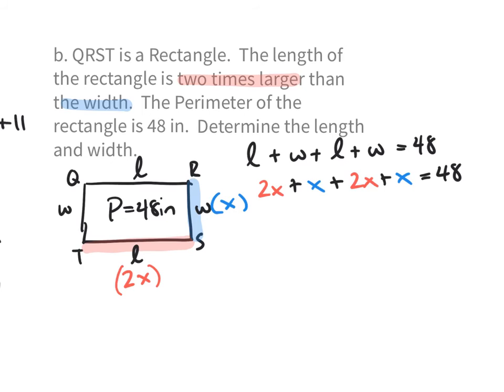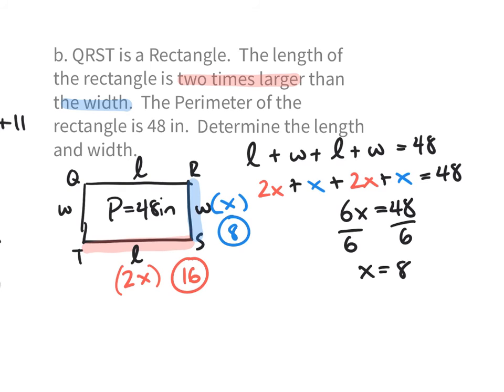So what that means is, if I look here, I have all these x's: 2x plus 2x plus x plus x. Add those all together, you should get 6x equals 48. That's kind of nice. Then if I just divide by 6, which would give me x is 8. So that means I know that the width of this rectangle would be 8, and the length is going to be, in this case, 16.